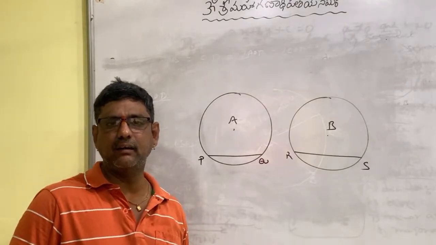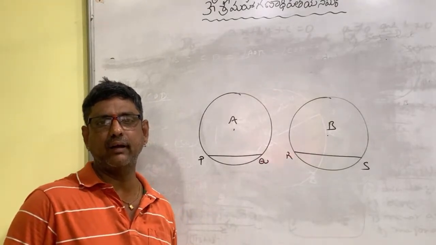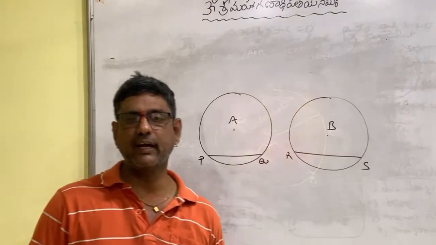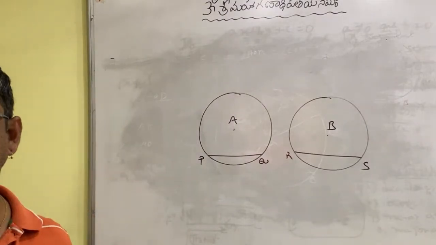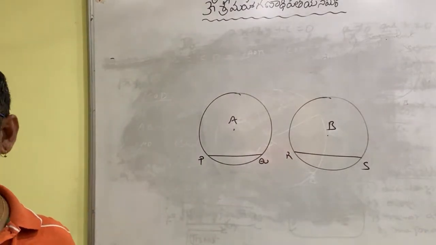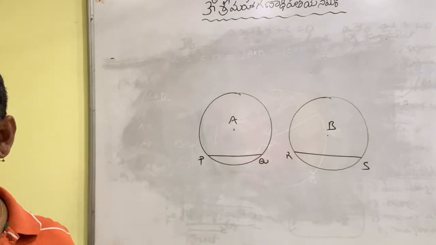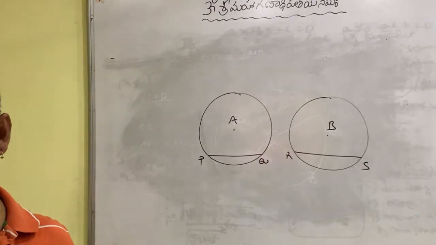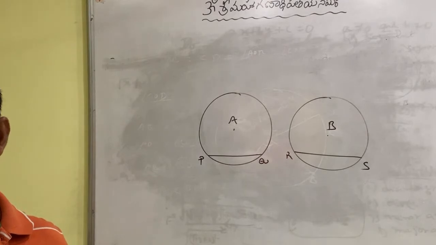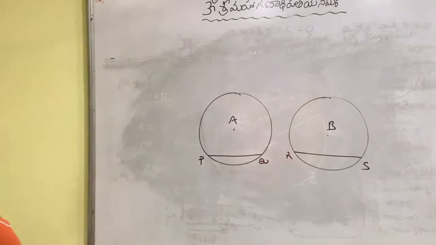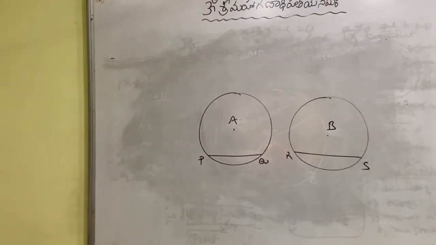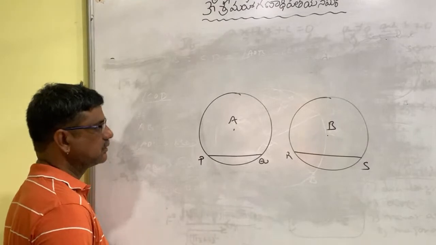When can we say that two circles are congruent, right? When can we say it? Two circles are congruent if they have the same radius, right?